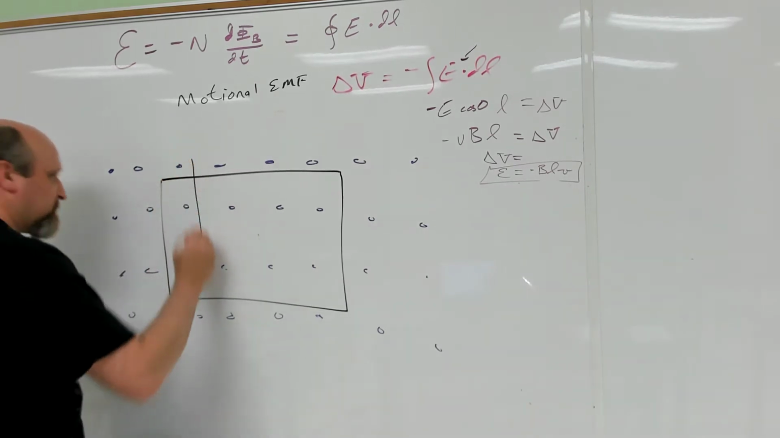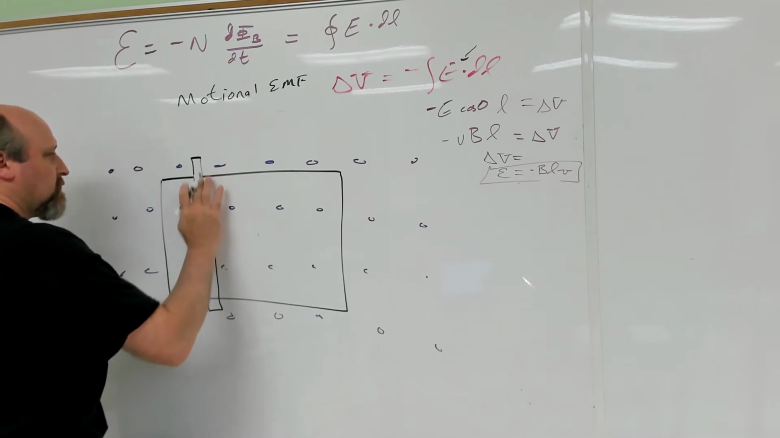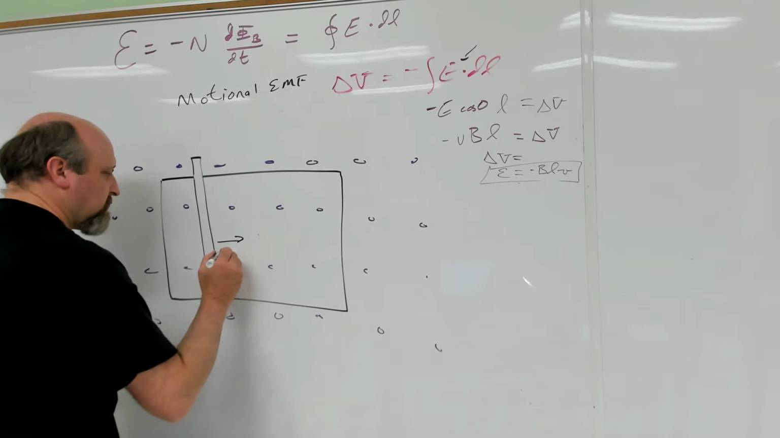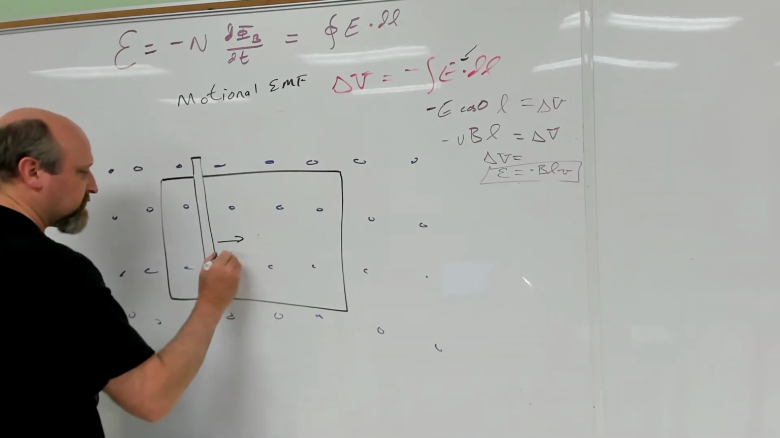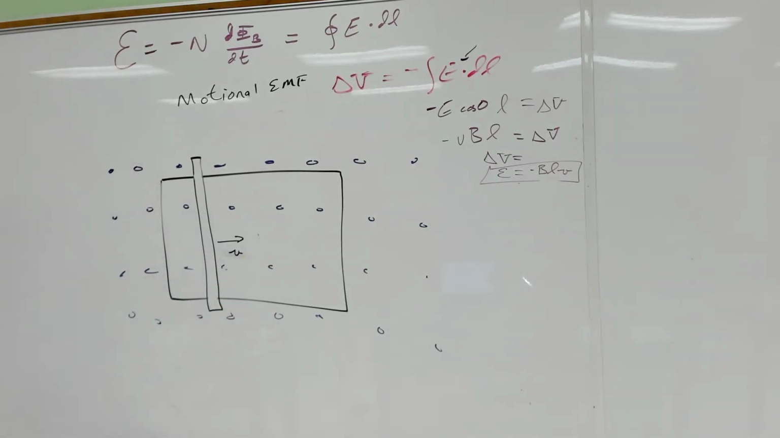Okay. I'm going to take my middle bar, sitting on top of the rails there, and we're going to move it this way at some velocity to the right. That's like a lowercase cursive v, okay, is what I'm trying to draw there. Velocity to the right.